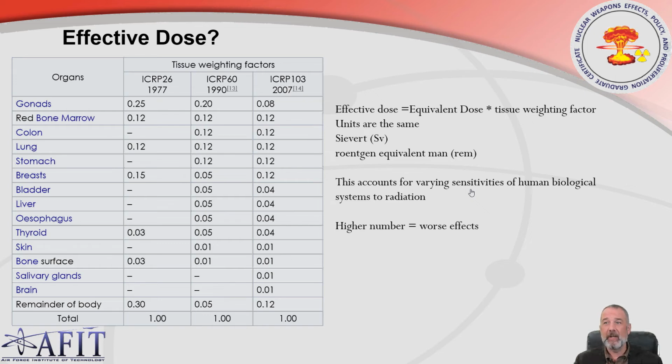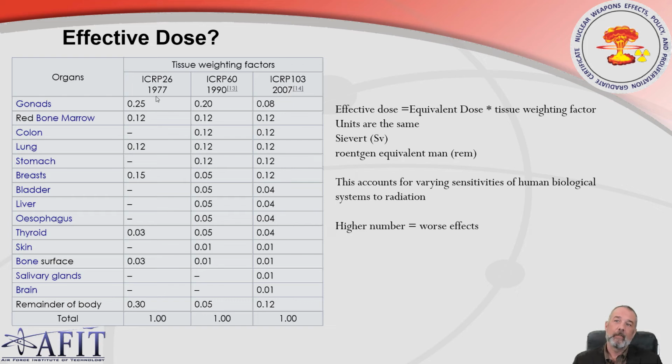So ICRP, I probably could have just put the last column. This is sort of an evolution of how important the different systems are, or how sensitive they are to radiation, and it has evolved over time. And different systems are being added on a reasonably regular basis. So let's just look here at the one from 2007.